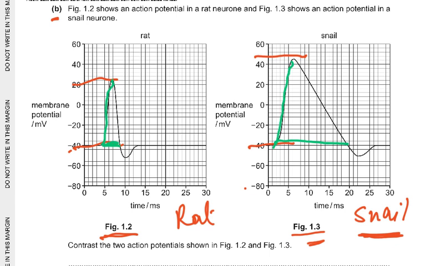Longer refractory period. Refractory period was the time in which it did not respond to another stimulus. And longer hyperpolarization. This hyperpolarization is this part. This is going down here. And this is longer hyperpolarization. And this is returning here very quickly. So hyperpolarization is this. So longer hyperpolarization in the snail.